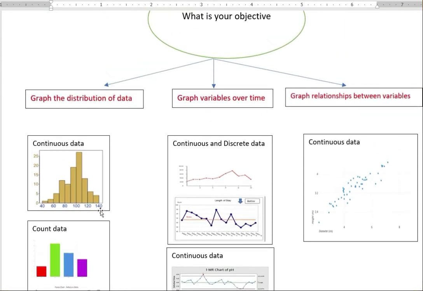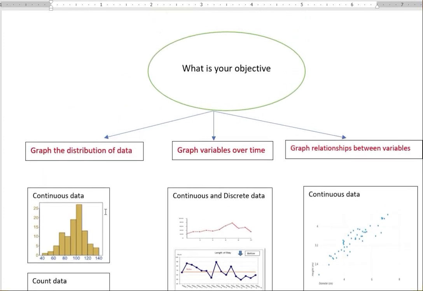Okay, we'll see how to choose the graph: when to use a histogram, when to use a bar chart. What is the difference among these graphs? The answer is very simple. There are two things we need to check before choosing the graph for your data presentation. What is the first one? Point number one: what is your objective? Why are you going to present your data? The purpose of presentation of your data.